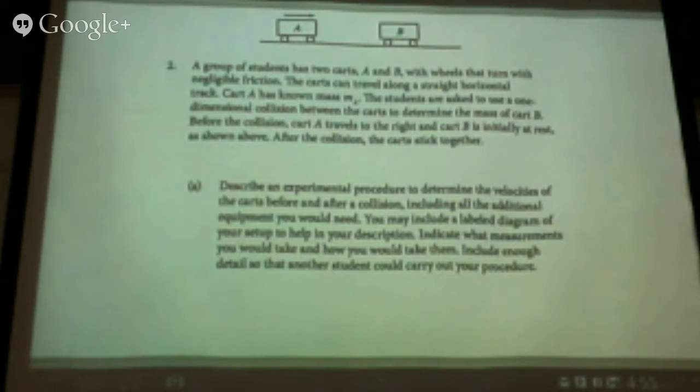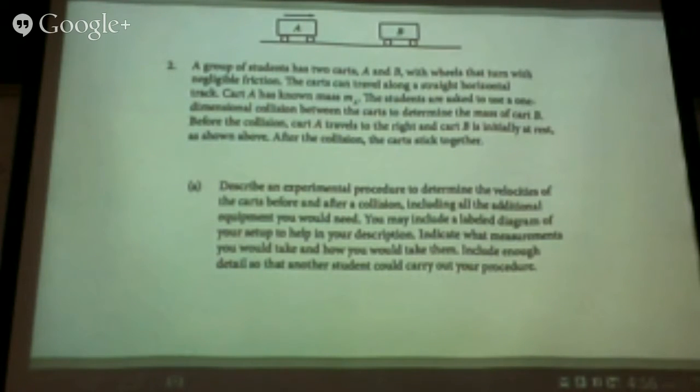In this one, basically you're going to need to find the speed of cart A before they collide, and then the speed of the two after they stick together. Cart B is initially at rest, so we don't need to do any work to figure out its speed. And then in the analysis, it'd just be mass of A times initial velocity of A plus mass of B times 0 equals mass of A plus mass of B together times their final velocity. And so in that equation, once you measure the velocities, the only thing you won't know is the mass of cart B, and so you can solve for it.